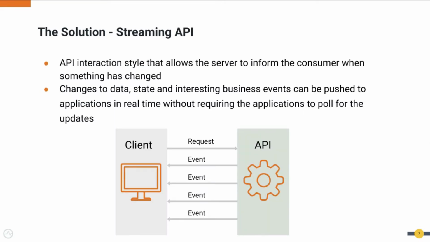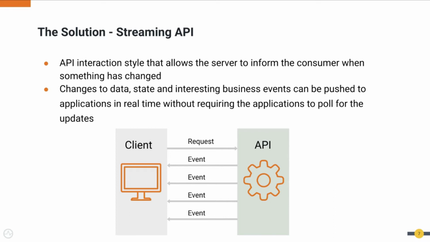The ideal solution is to have our servers inform the API client when new data or events are available. However, we cannot do this with a traditional request-response interaction style common with HTTP. The solution is Streaming API. Streaming API is an API interaction style that allows the server to inform the consumer when something has changed.